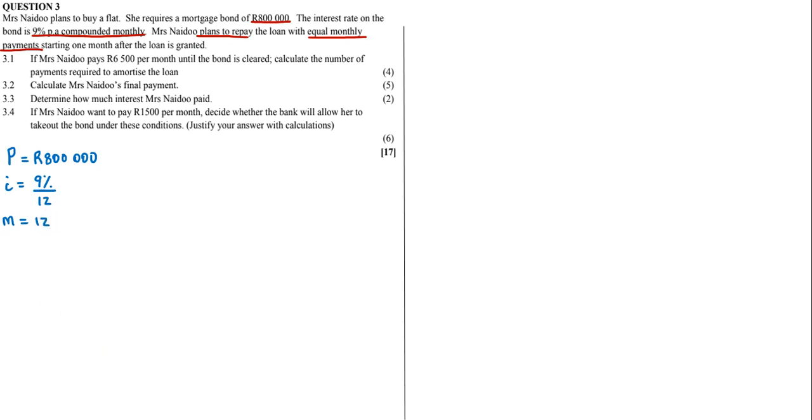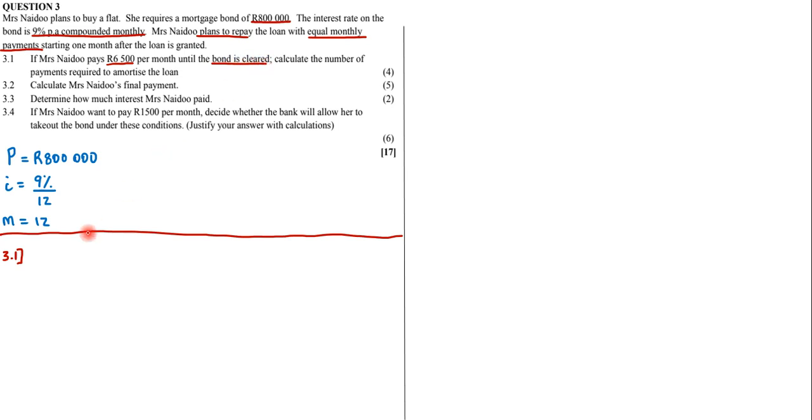Alright, now let's go into our first question. I'm going to cover this part and read the first question. It reads as follows: if Mrs. Naidu pays 6,500 Rand per month until the bond is cleared, calculate the number of payments required to amortize the loan. These words are just here to confuse you. What we need to understand is that Mrs. Naidu plans to pay 6,500 Rand per month up until the bond is cleared. So we just need to know how many payments Mrs. Naidu will make.